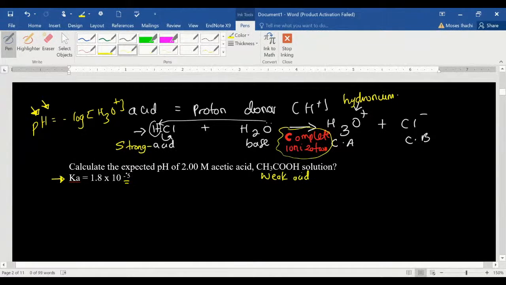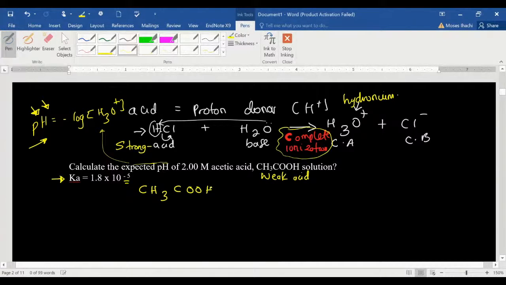So for example, here you're asked to calculate the expected pH of 2 molar acetic acid. So you do not automatically put 2 molar in this formula. Nope. You have to find the concentration of the hydronium, because it's barely formed, first, before you use the formula of pH equals negative log of H3O+.